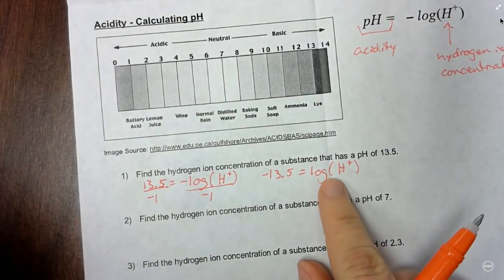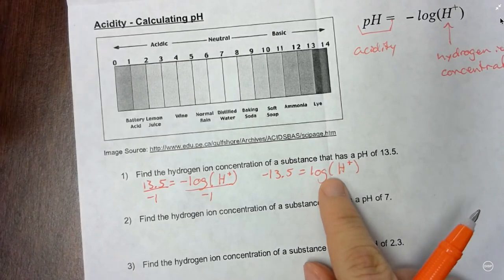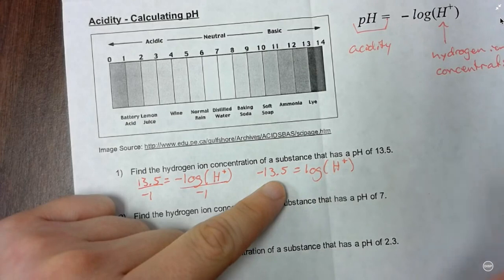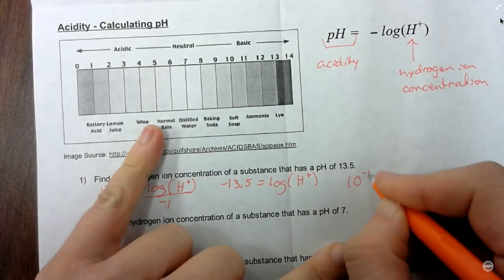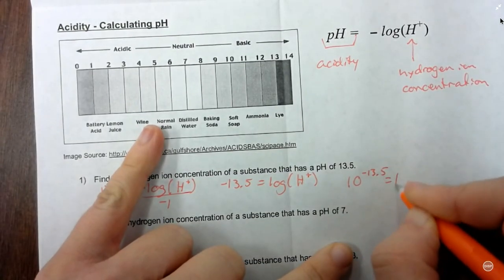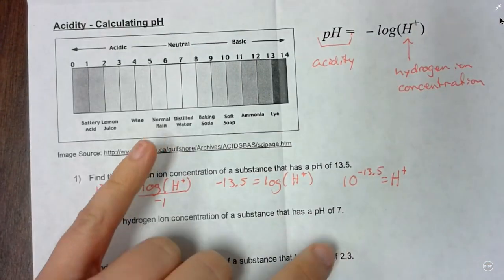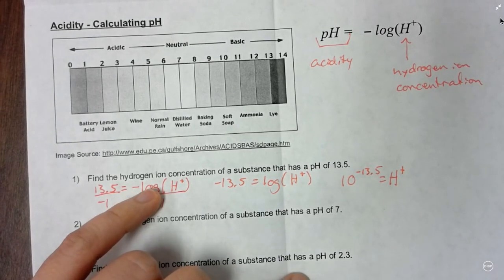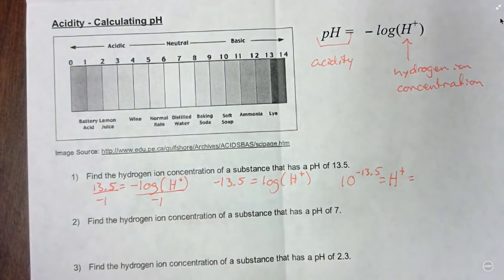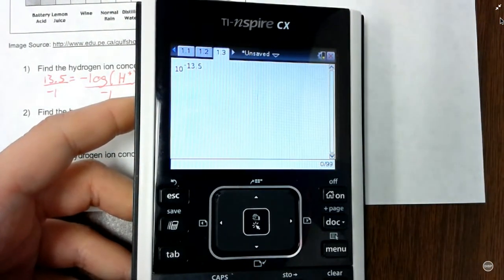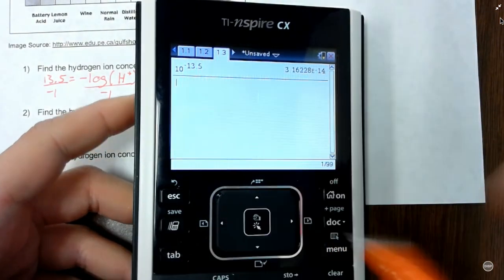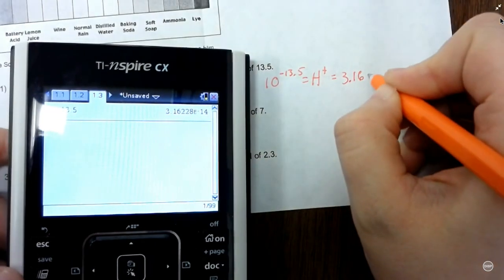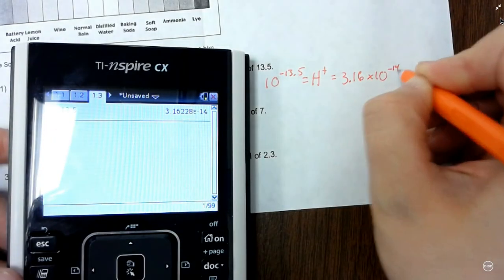And then remember that a log without a base is base 10. So basically what I've got here, I'm going to turn it into exponential form. I've got 10 to the power of negative 13.5 equals my hydrogen ion concentration, which comes out to, all right, so 10 to the negative 13.5, press enter, and we get scientific notation. So let's write that down. 3.16, I'm going to round it, times 10 to the negative 14th.